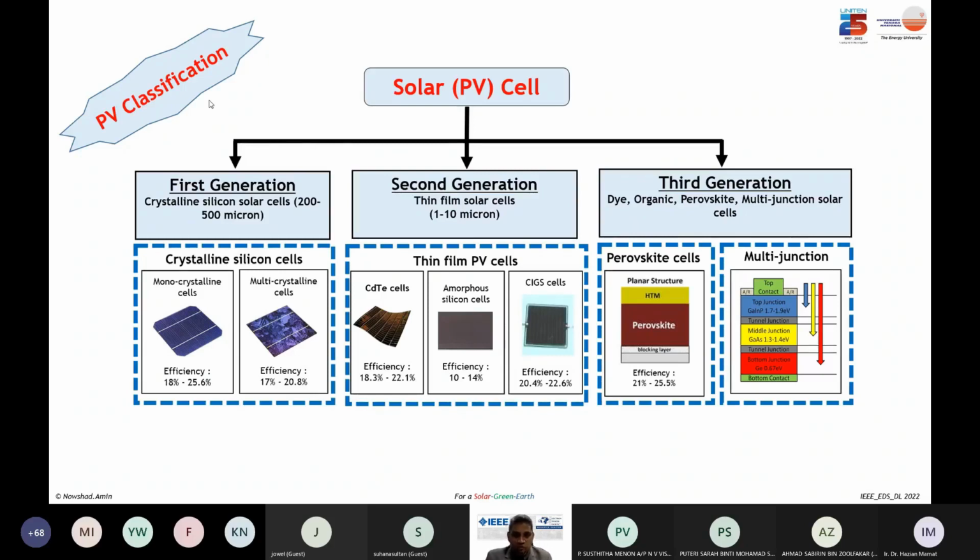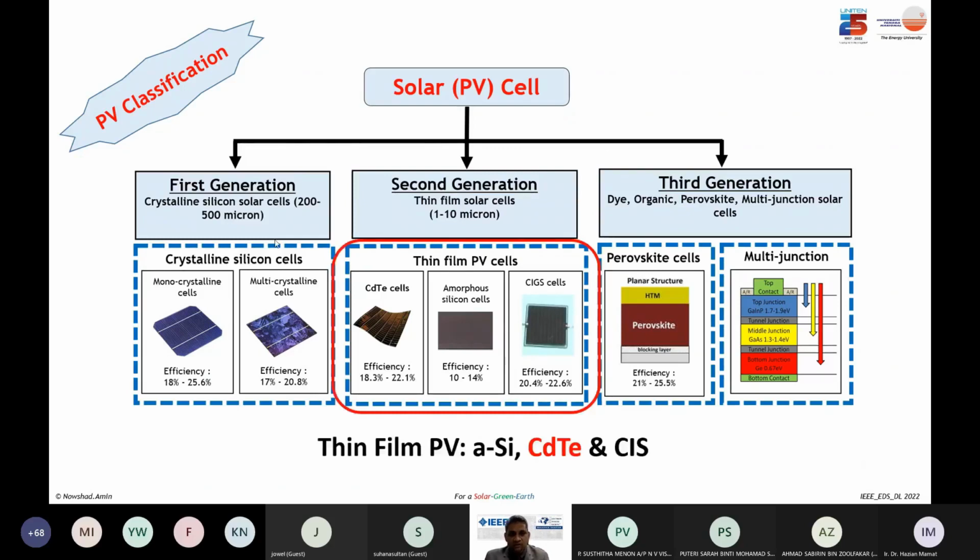Now I'm going to focus on the thin film photovoltaics only, which include cadmium telluride, amorphous silicon, and CIGS. These 3 main streams of thin film solar cells have seen commercialization back in the past.